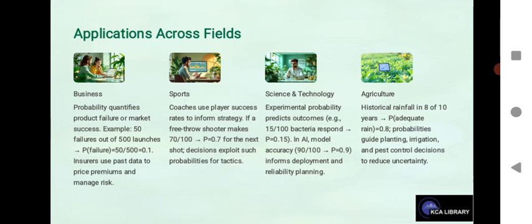What of agriculture? Historical rainfall in 8 of 10 years, the probability of adequate rainfall will be 0.8. The probabilities guide planting, irrigation, and pest control decisions to reduce uncertainty. So all these are the applications of probability.